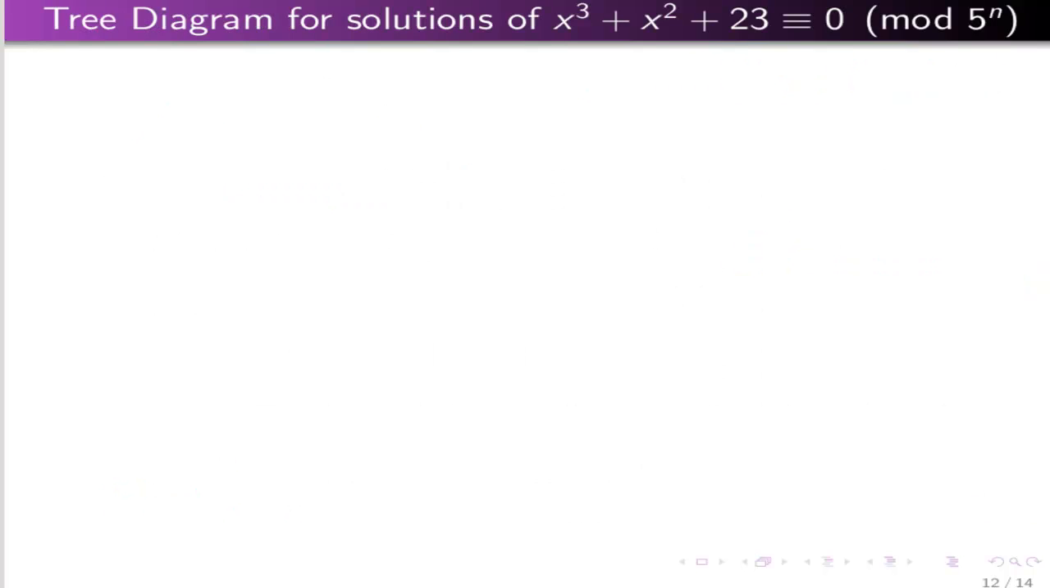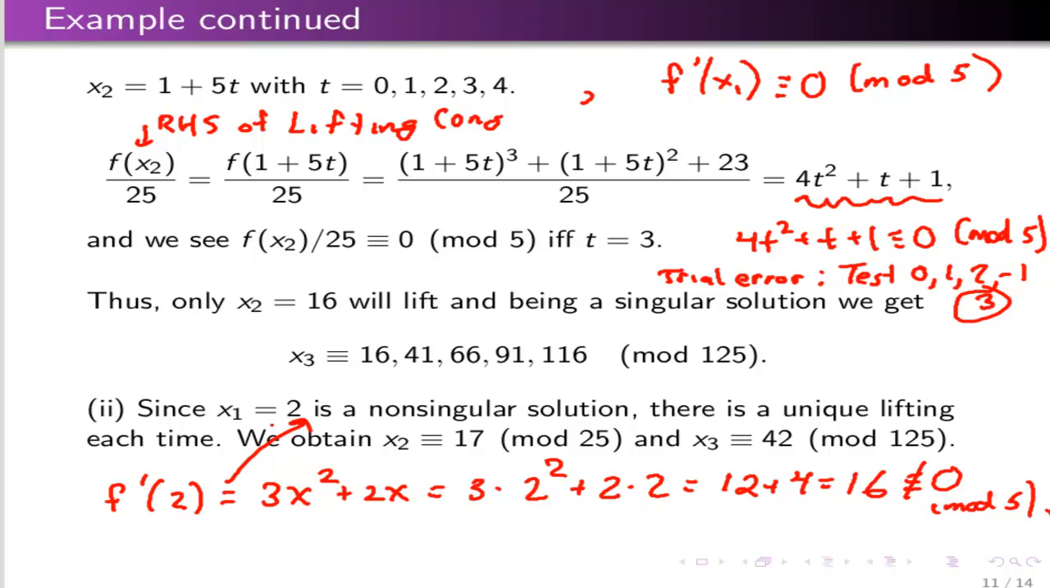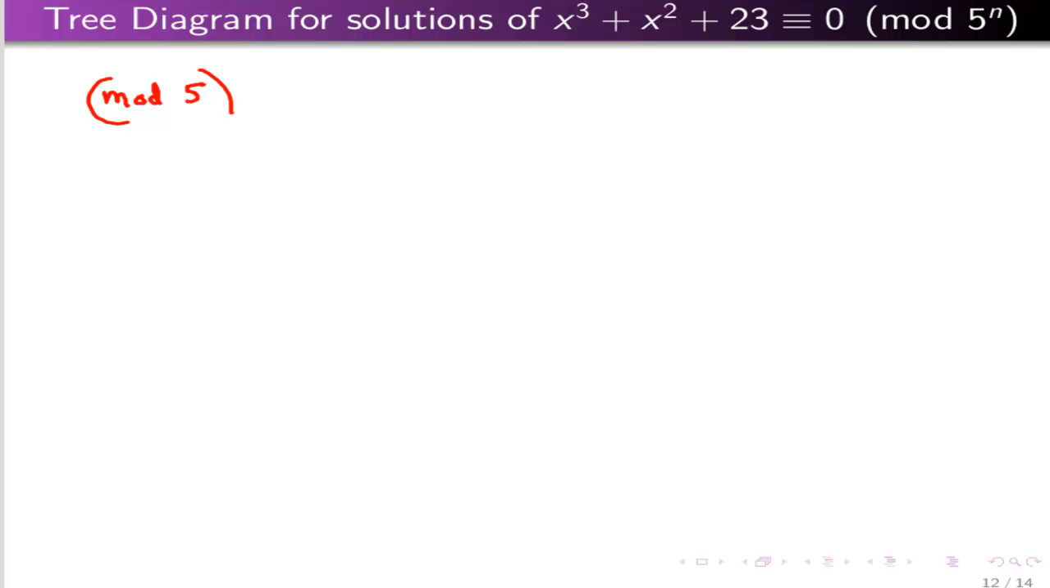Now there's a nice way of diagramming the solutions, mod these various powers of 5. So we started with the solutions mod 5, and we found that there were two solutions. So those are these two solutions. We had x equaling 1 or x equaling 2. So we've got 1 and we had 2. Then we went to mod 5 squared.